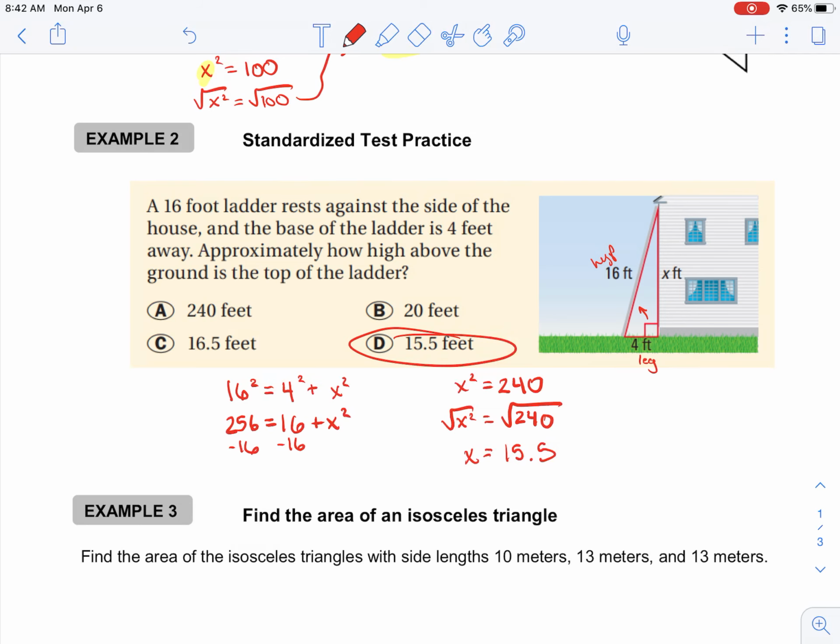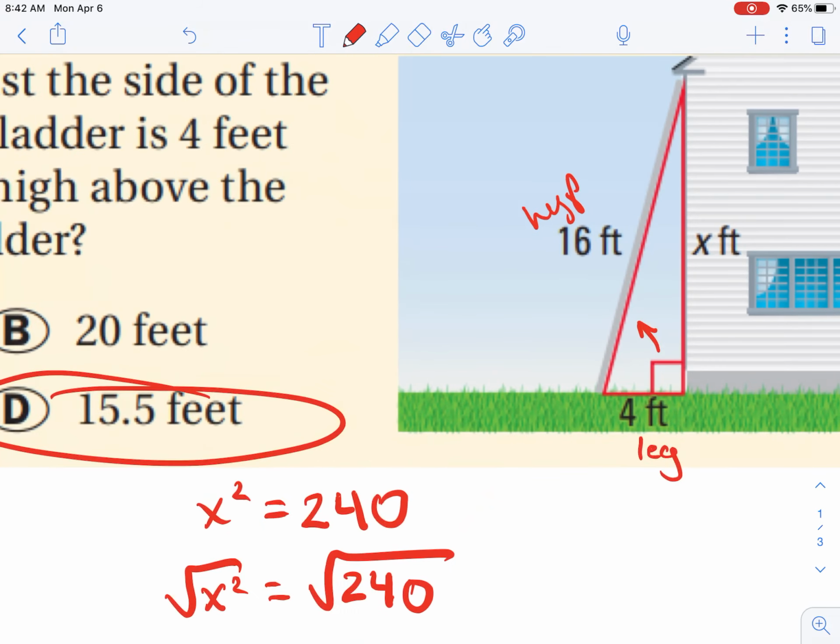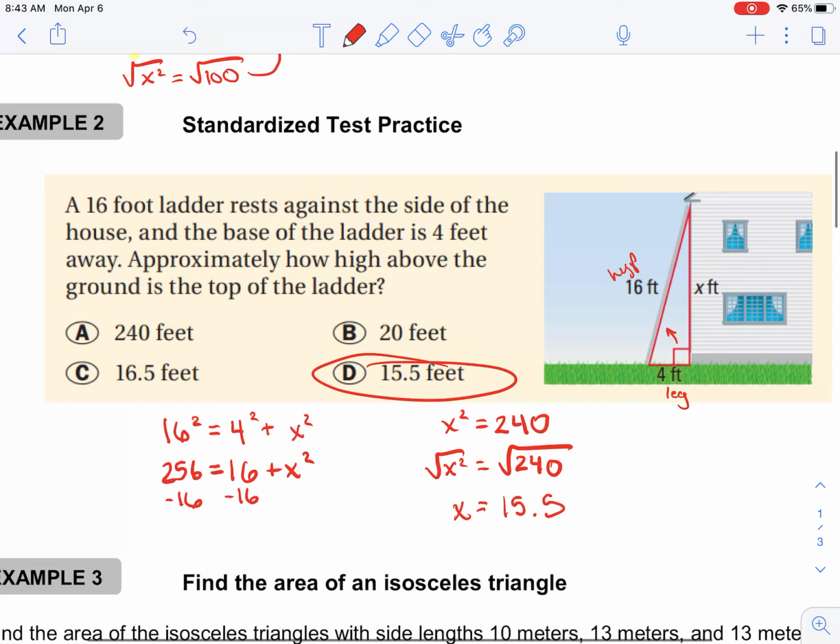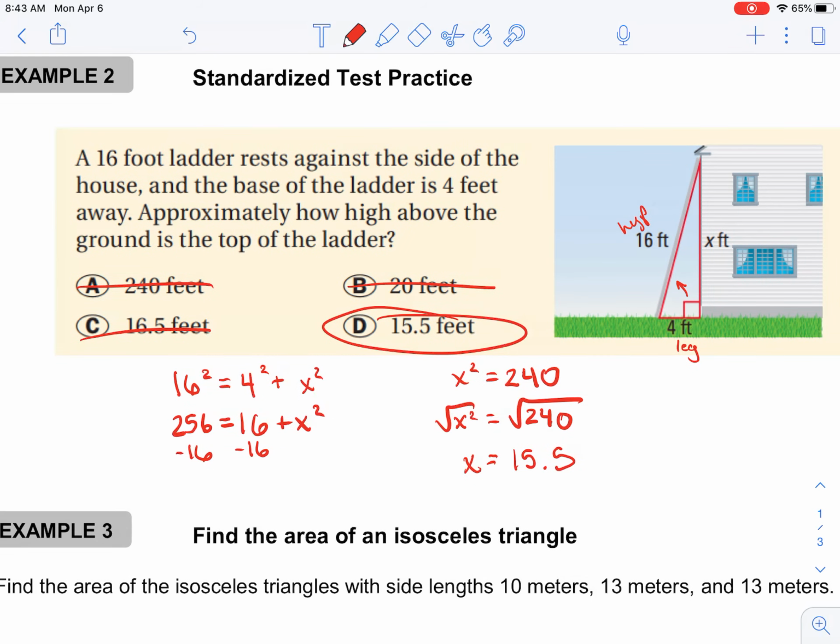Actually, you could have done this without doing any of the math, because if 16 feet is our hypotenuse, you know that it has to be the longest side, and all of these options are longer than that. So actually, this could have been a problem where you just saw the only option that's less than 16 feet is D.